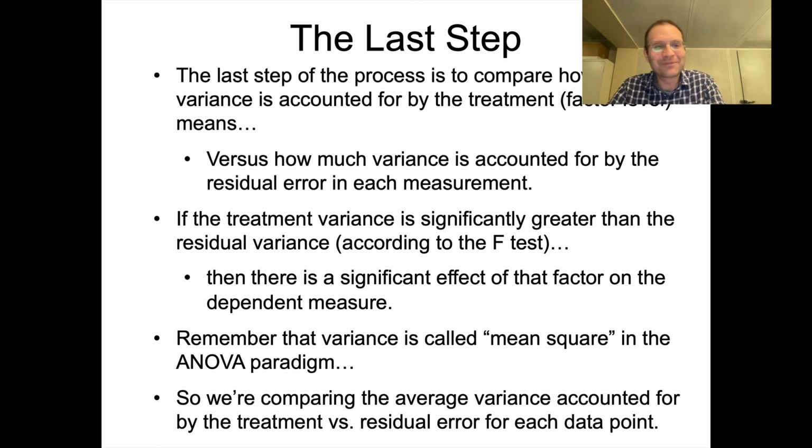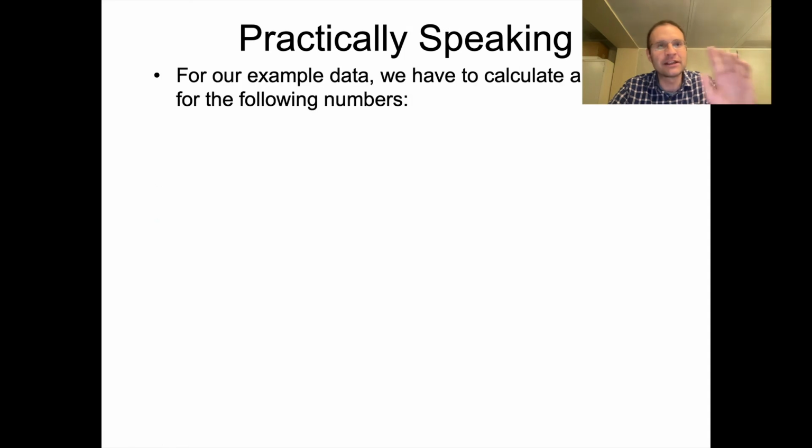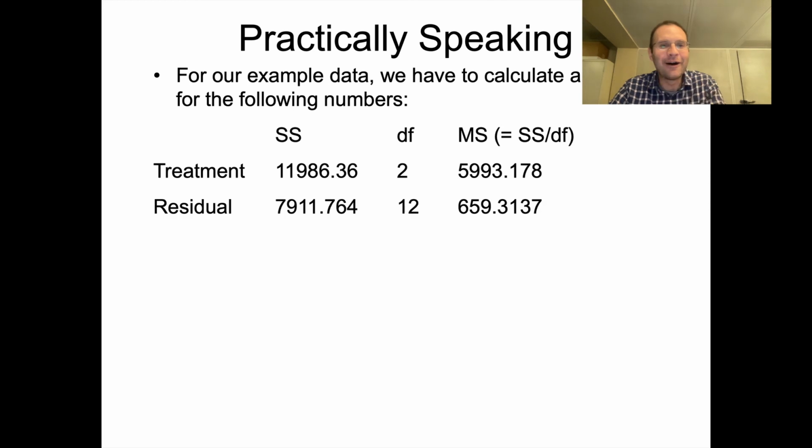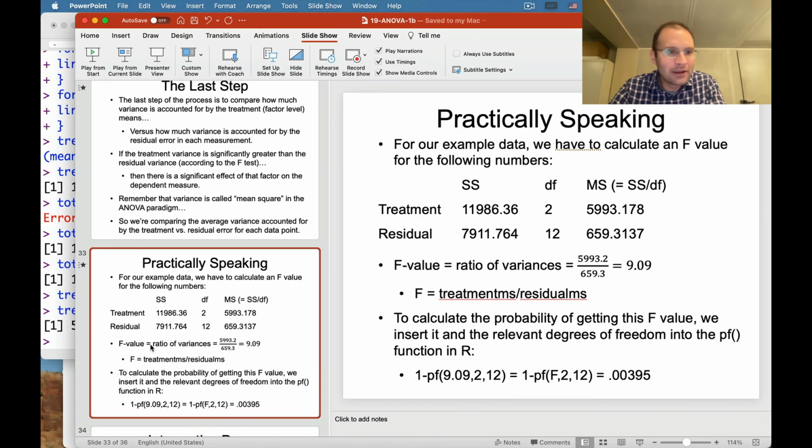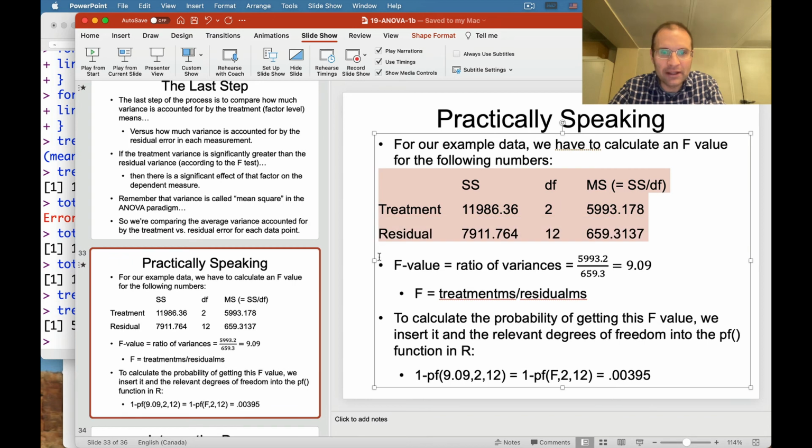But basically, if you think about it in terms of mean square, we're comparing the average variance accounted for by the treatment versus residual error for each data point. But practically speaking, what you really want to know is how to get this to work. Here's what the setup is going to look like in just a table. And I've shown you this table already in Excel.